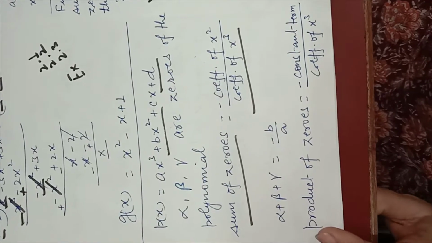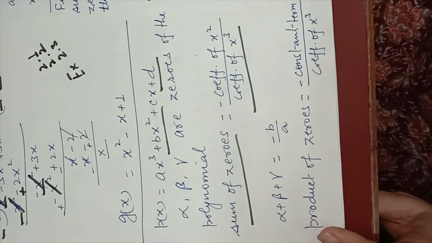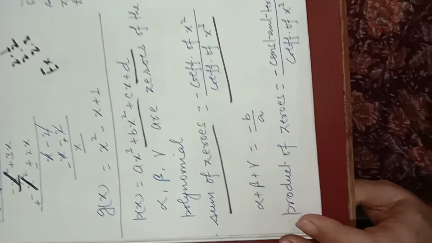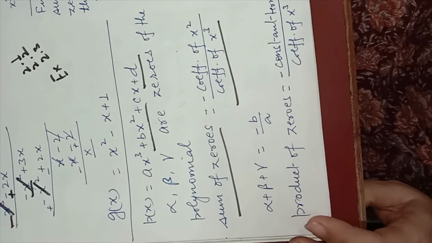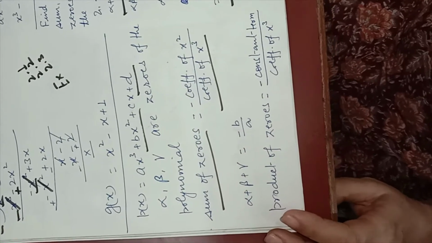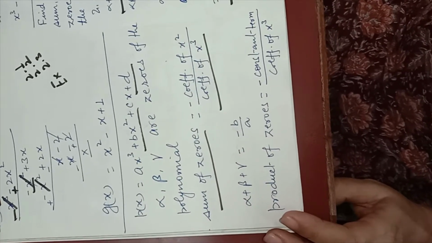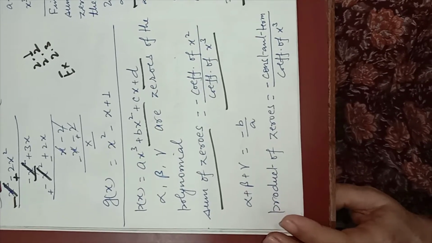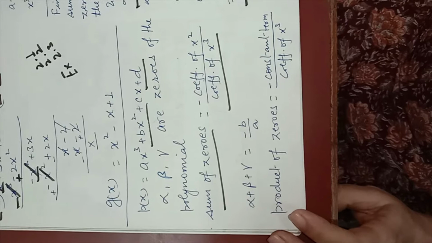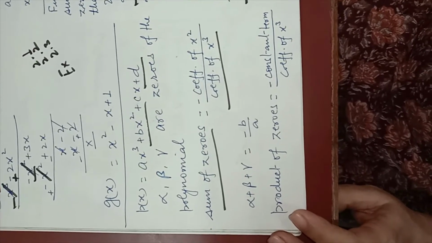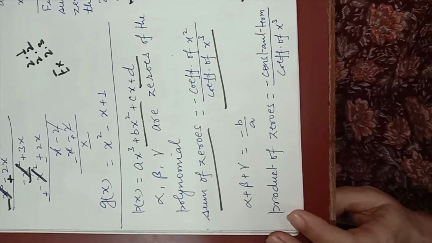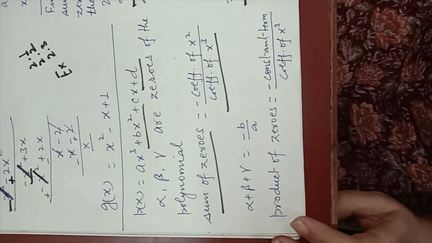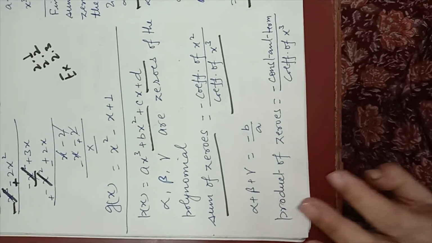Students, in the last term, we found the roots of a polynomial and verified the division algorithm, that is, the Euclid division algorithm for polynomials. We found out whether a polynomial is a factor of another polynomial by dividing one by the other. If we get the remainder as 0, then we say that the first polynomial is a factor of the second polynomial.